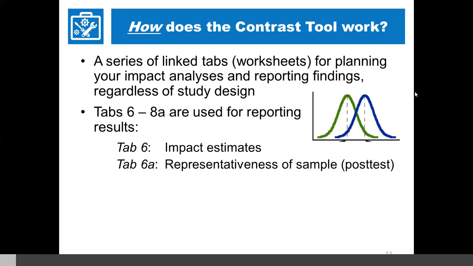Okay, so the second set of tabs, tabs 6 through 8A, are for reporting the results for each of the contrasts or impact analyses. The reporting tabs will automatically be pre-populated with the list of contrasts that you entered in tab 5 and allow you to enter key statistics from the analyses for each contrast as relevant for your design. So there are tabs for reporting impact estimates, and information about the representativeness of the sample at post-test.